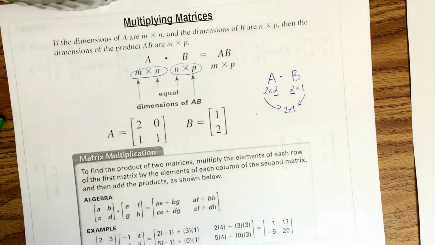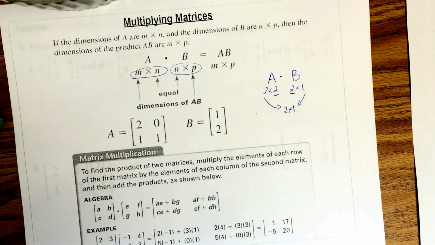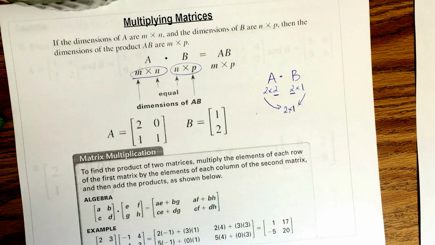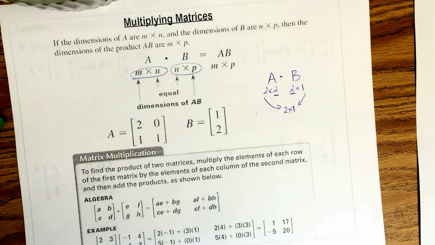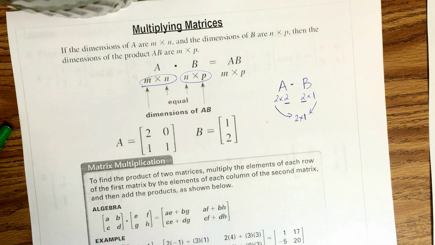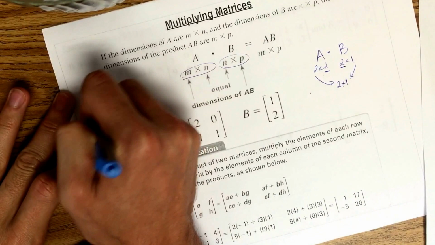Now here's the deal with matrix multiplication. It is not commutative. You've learned all through math that it doesn't matter what order you multiply things in, you get the same answer regardless. For example, 5 times 3 is 15, and so is 3 times 5. Matrix multiplication does not follow that rule. So here's a case in point where it doesn't work.